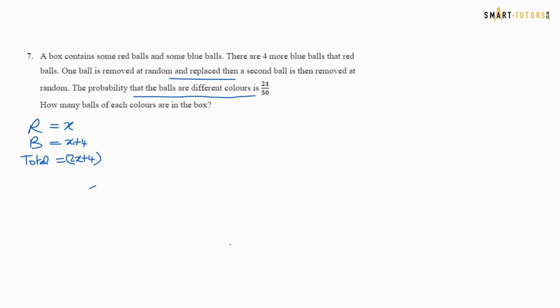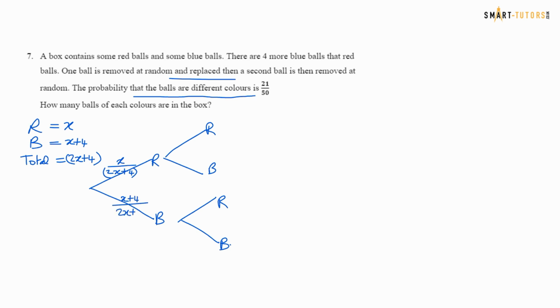Right. So now let's start with this one. So red and blue, and red and blue, and red here, blue here. So red is x upon 2x plus 4, and blue is x plus 4 upon 2x plus 4, right? So the probability that the balls are different color means red and blue. So this can be blue and red, this can be red and blue.